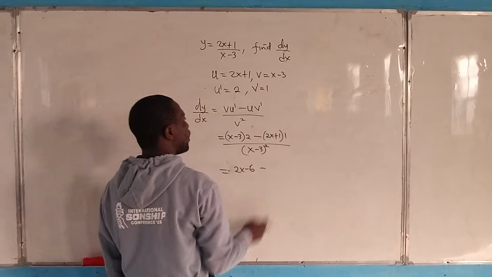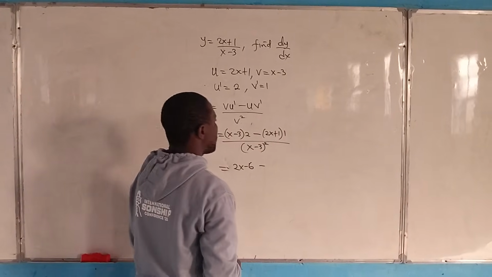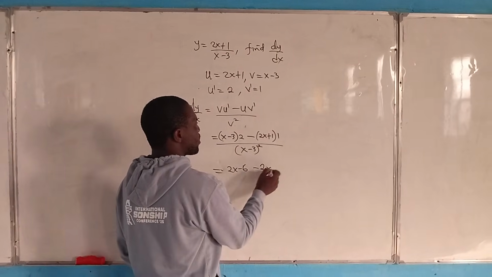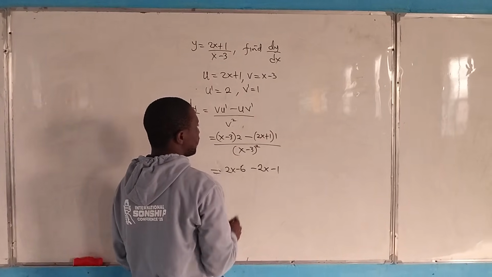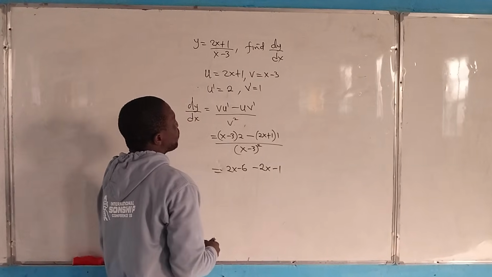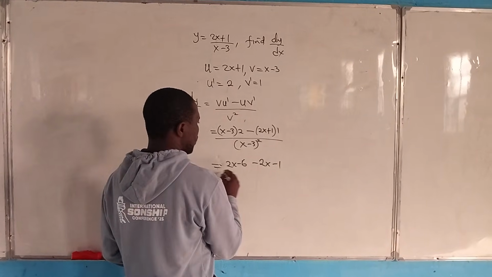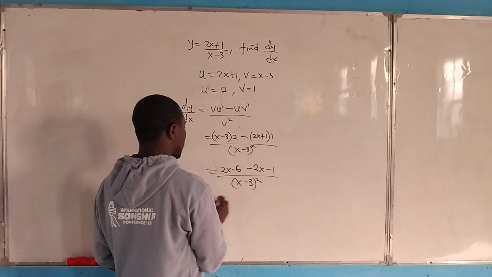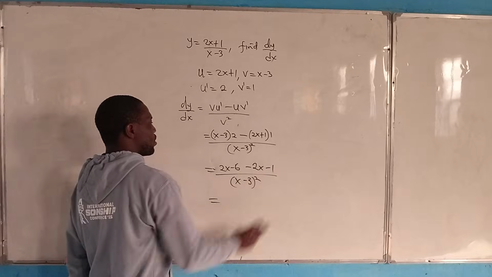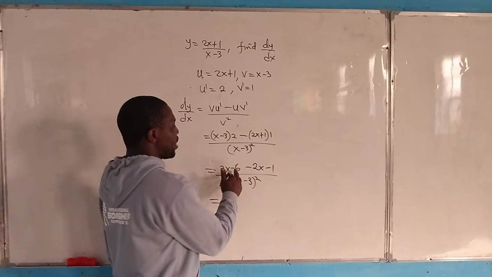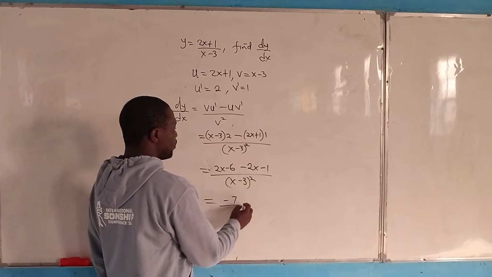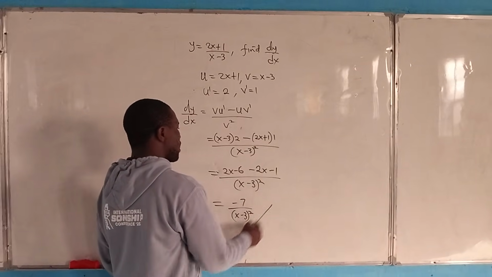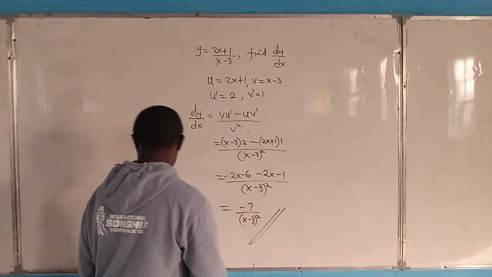Then use 1 to expand the bracket there, and then use the minus sign also. I have minus 2x minus 1. So I have over (x minus 3) squared. Collect like terms. 2x minus 2x gives me 0. Minus 6 minus 1 gives me minus 7. Then (x minus 3) squared. This is my final answer.